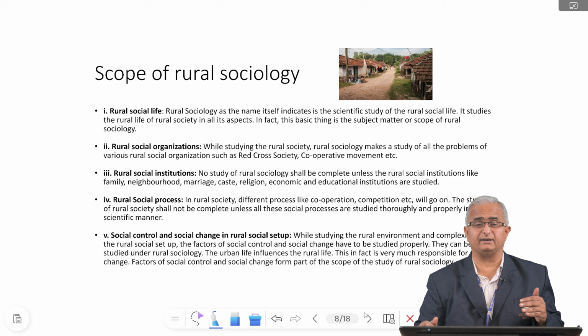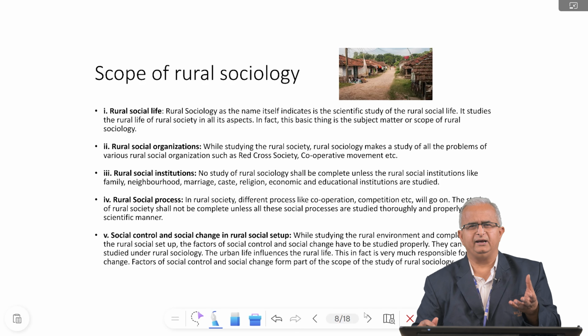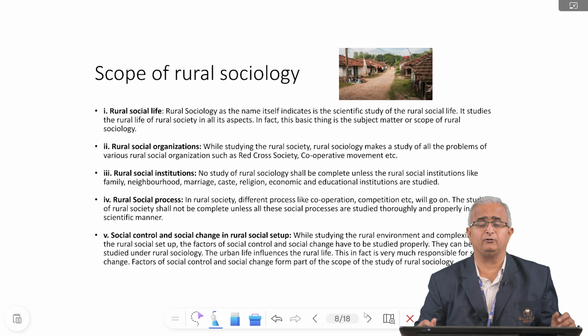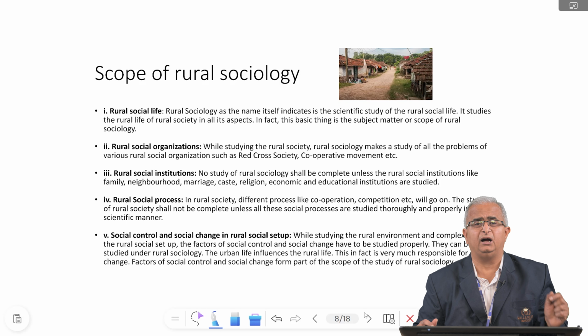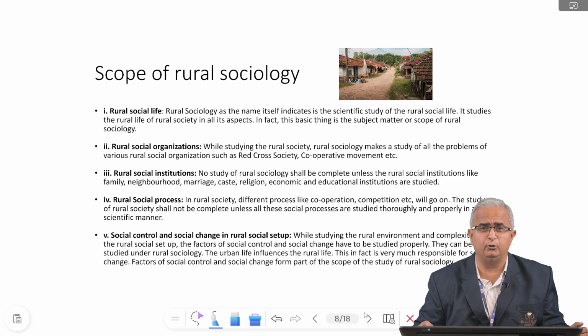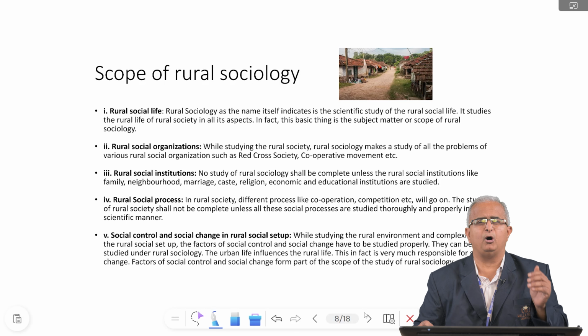Rural social process. There are different social processes, like cooperation, conflict, assimilation, which we generally observe as subject matter in sociology. Here in rural sociology also, we study them. What kind of cooperation exists among the farmers, what kind of conflicts occur within the farming community, how they assimilate with each other, how they compete with each other, and what different kinds of competition exist among the farmers.